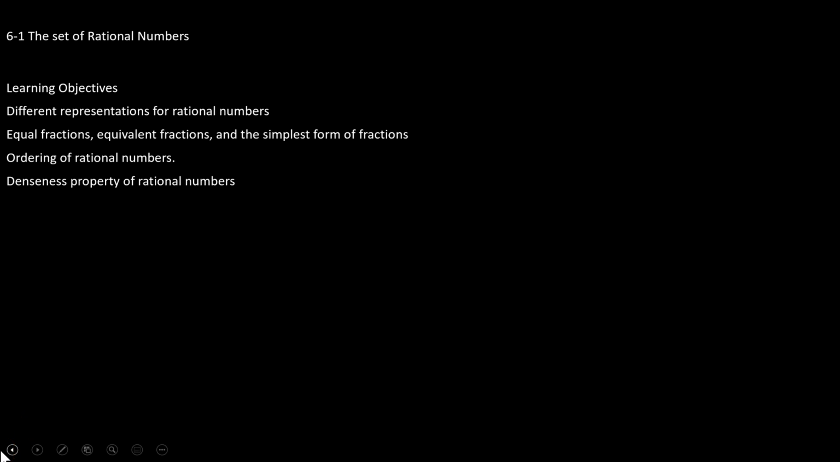Section 6-1, the set of rational numbers. In this section, we're going to learn different ways to represent rational numbers, which we also call fractions. We're also going to learn about equal or equivalent fractions and how to write them in simplest form. And then we're going to practice ordering different rational numbers, deciding which number is larger than the other. And then we'll finally finish off by talking about the denseness property of rational numbers.